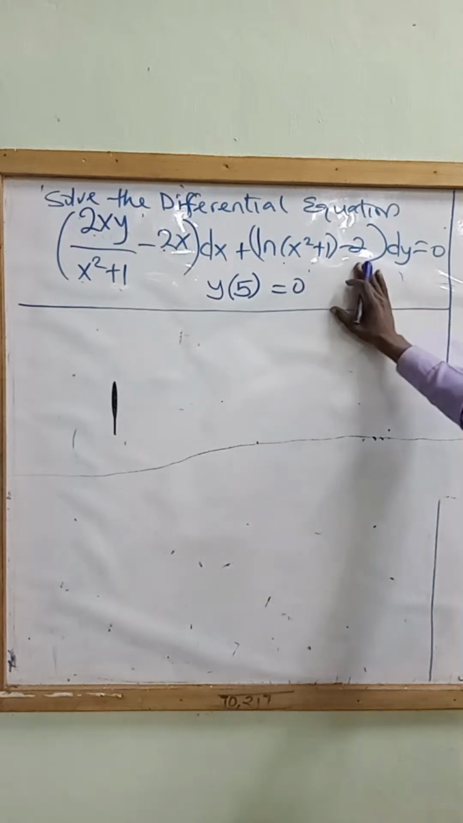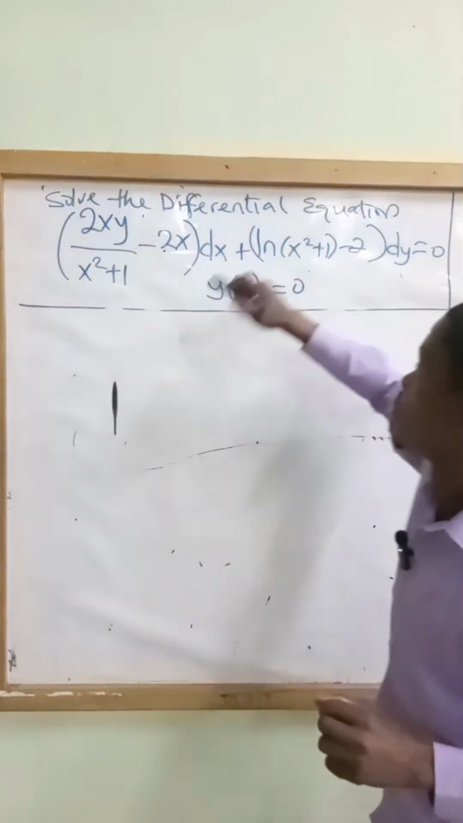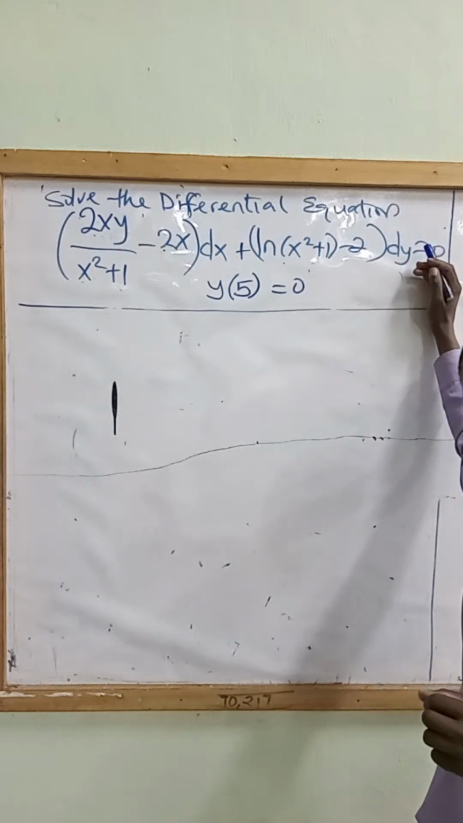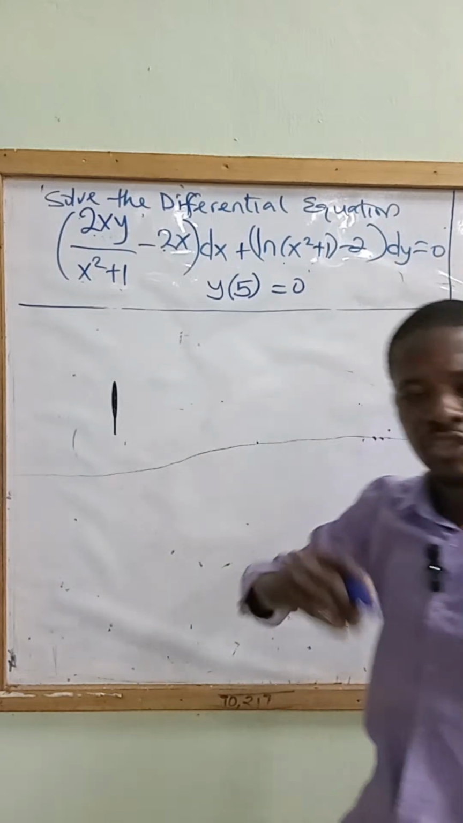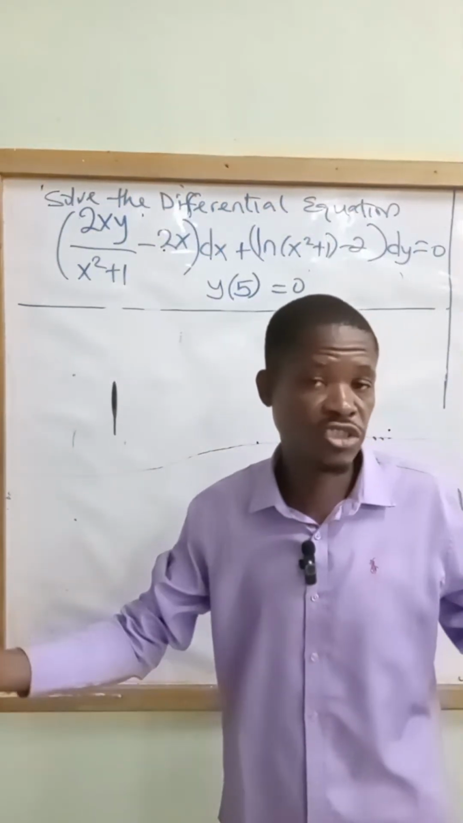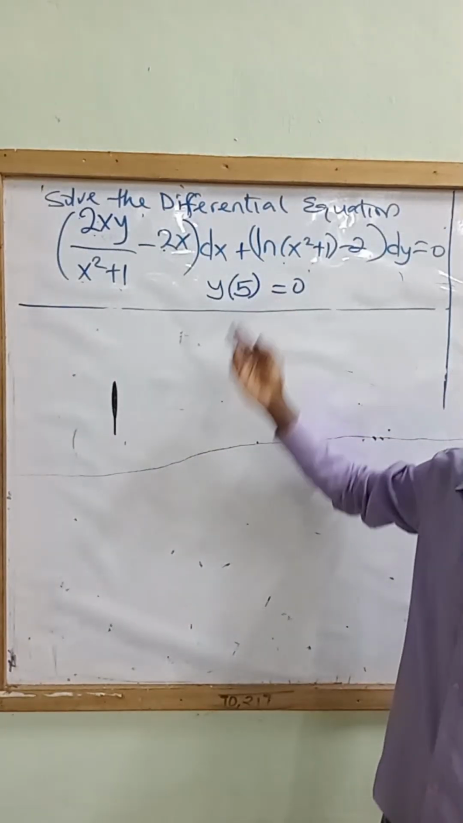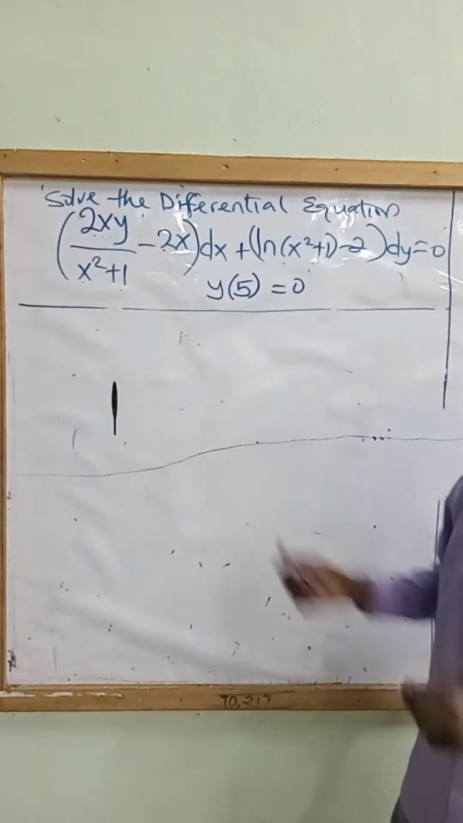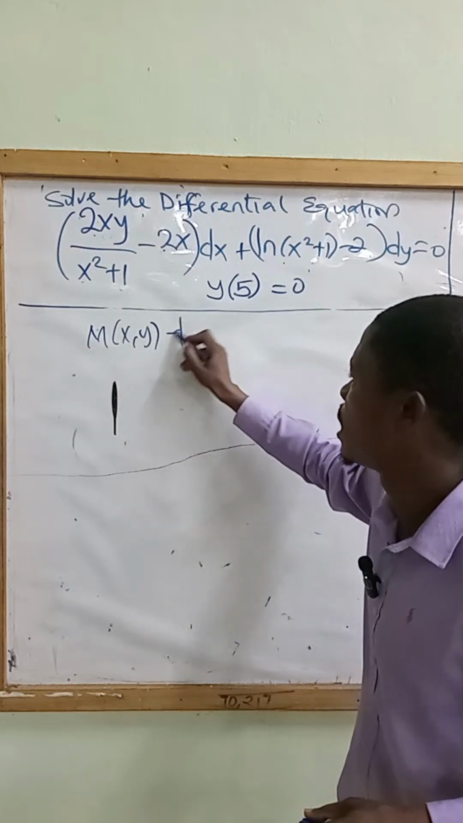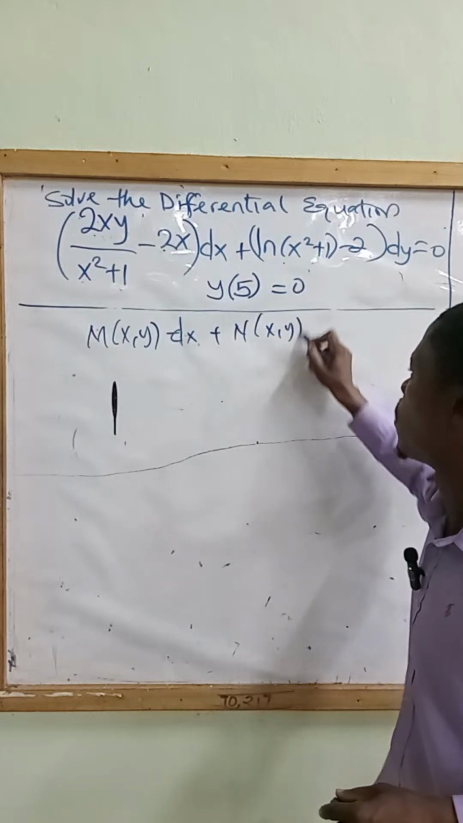What we are going to do with this question, when you have an equation with the x and another with the y, we need to look at the forms of the first order differential equation. Which one does this equation conform to? So this conforms to M as a function of two variables x and y, dx, plus N as a function of x comma y, dy equal to 0.